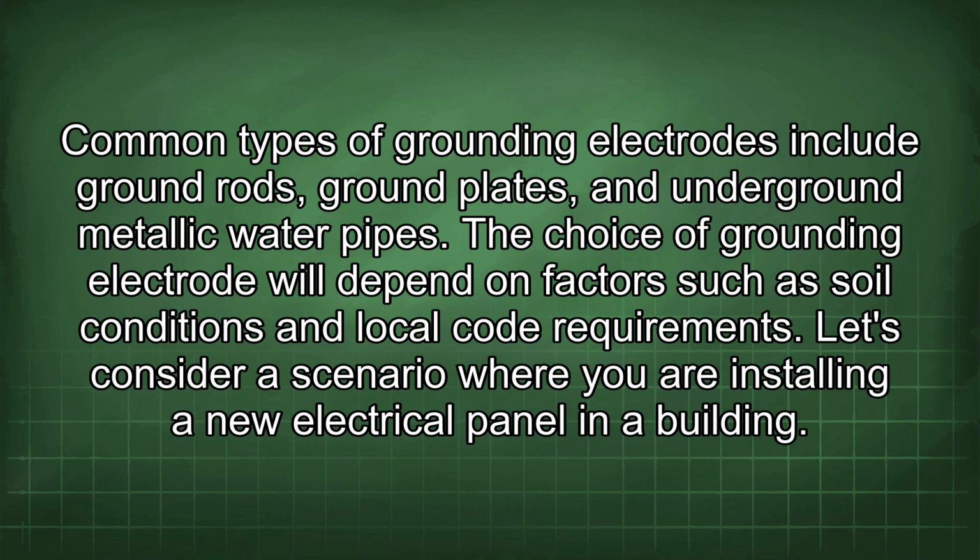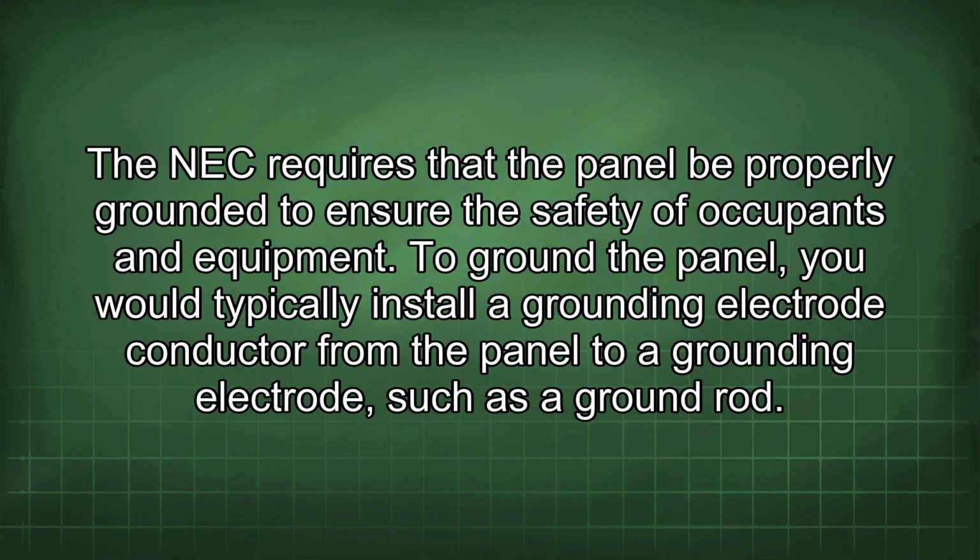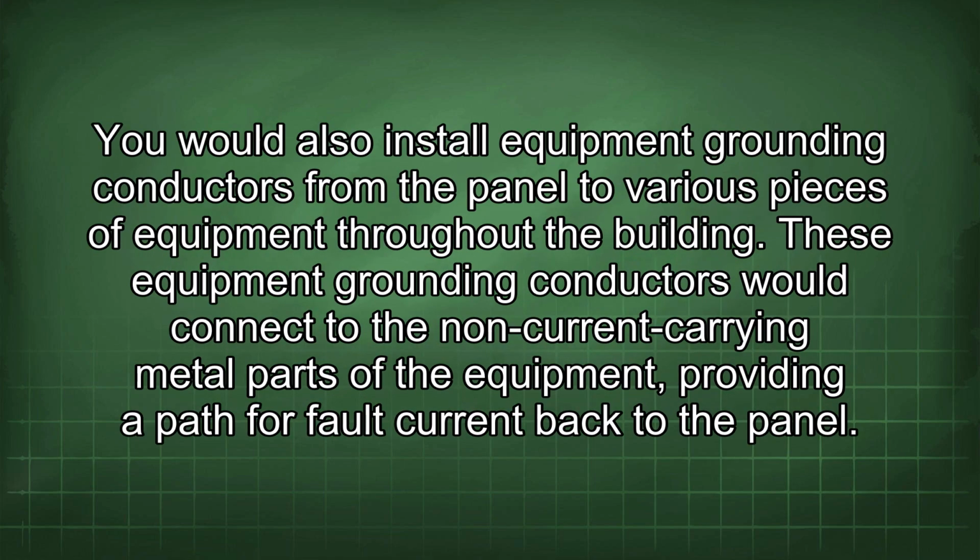Let's consider a scenario where you are installing a new electrical panel in a building. The NEC requires that the panel be properly grounded to ensure the safety of occupants and equipment. To ground the panel, you would typically install a grounding electrode conductor from the panel to a grounding electrode, such as a ground rod. You would also install equipment grounding conductors from the panel to various pieces of equipment throughout the building. These equipment grounding conductors would connect to the non-current carrying metal parts of the equipment, providing a path for fault current back to the panel.